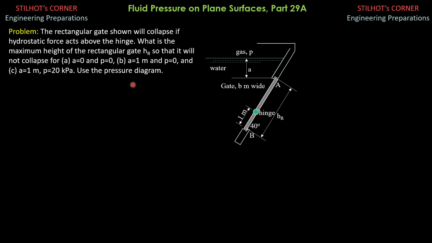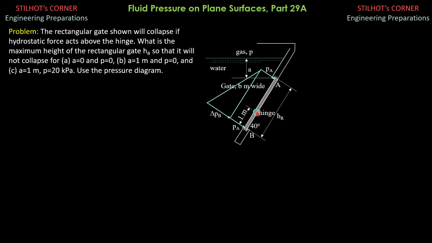So using the pressure diagram, the figure should look as shown. If there is pressure at A, we have the rectangular part. And since the pressure at the bottom B is greater than that at A, then we have this extra triangular pressure diagram. Take note that this solution is good and simple if the gate is rectangular as shown.